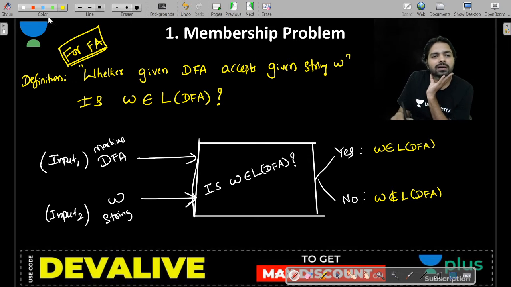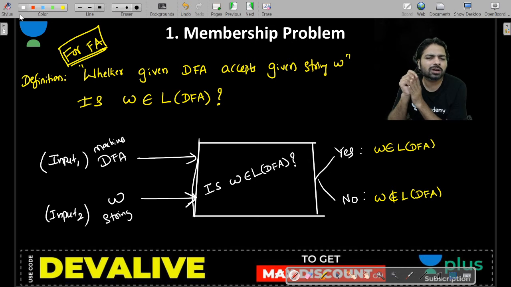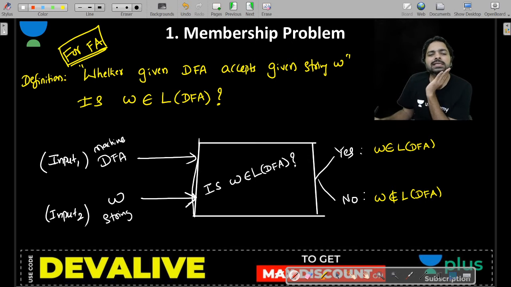And is this problem decidable or not? Even if you can answer now, I'll come back to it in future also. Is it decidable, guys? How do you know the membership problem is decidable? If W belongs to the language accepted by a DFA, that means W is accepted by the DFA. It means DFA, that's a logic.